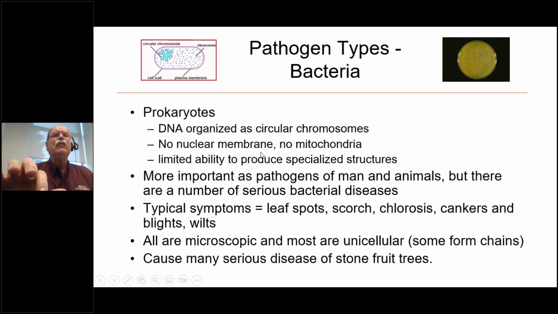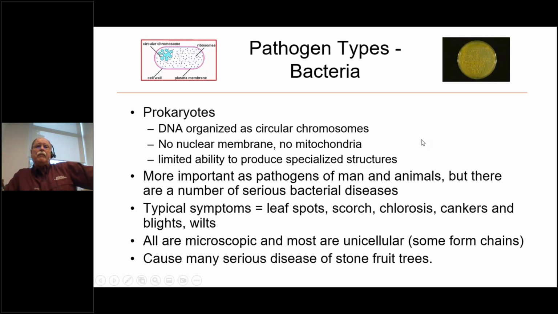And if you look in the upper left-hand corner, you can see the chromosomal organization of the DNA in a bacterial cell doesn't look like a typical nucleus. So therefore, their nuclear organization is different, and therefore they aren't as sophisticated as the fungi. They don't have nuclear membranes. They don't have mitochondria in the classical sense.